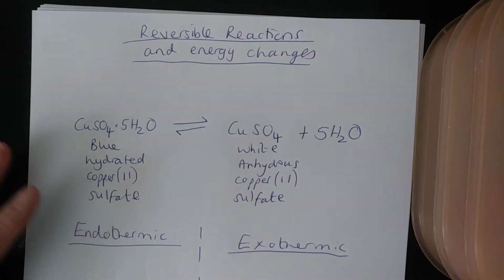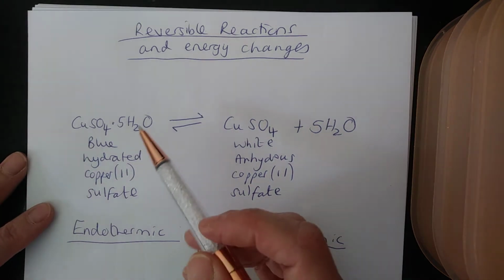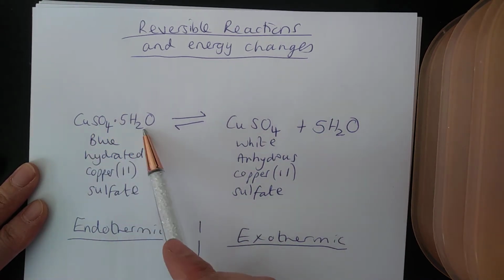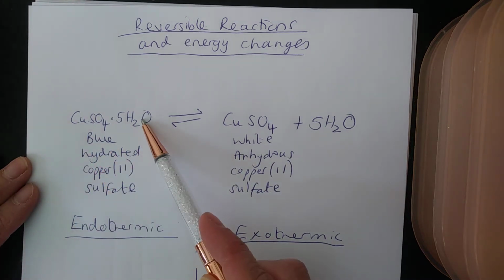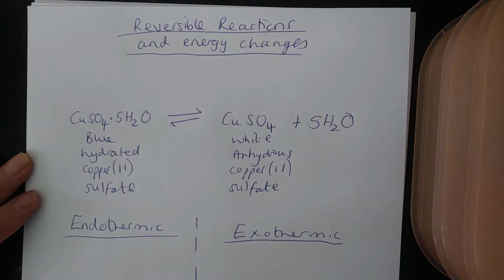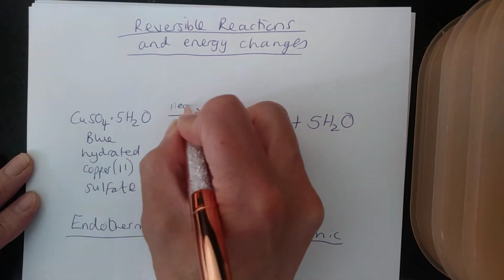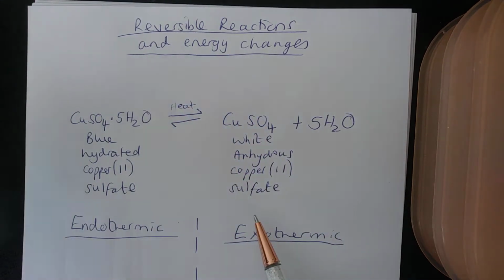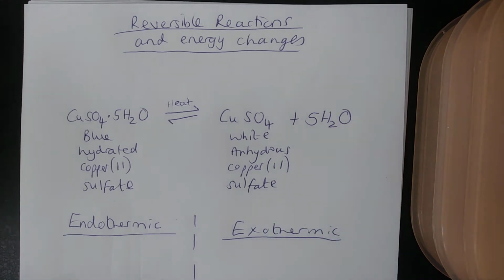Right, and now I'm going to talk to you about reversible reactions and energy changes. So if you remember, the reversible reaction that we were looking at is our blue hydrated copper(II) sulfate crystals. They have water associated with their crystals. If you heat those, then you form anhydrous copper(II) sulfate crystals that are white, and 5 water molecules.